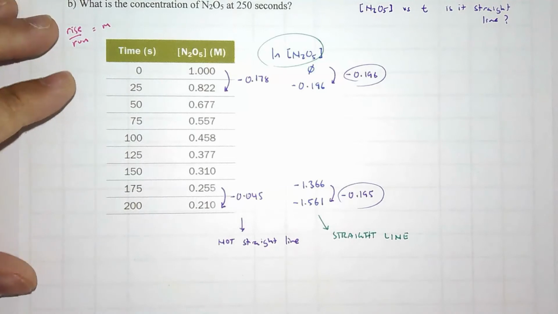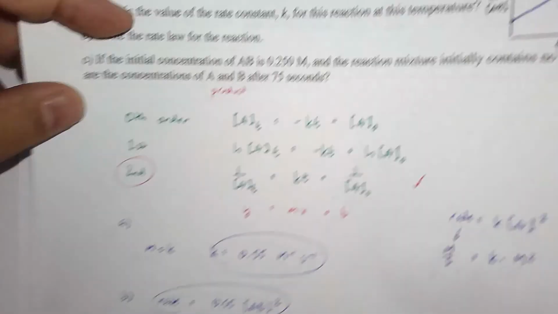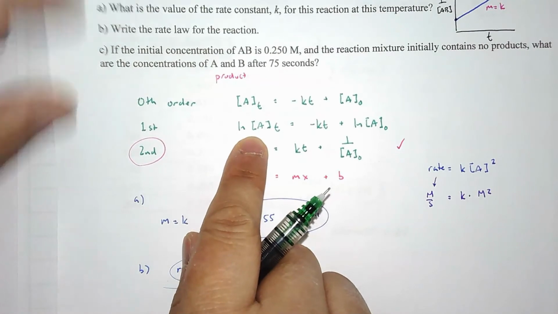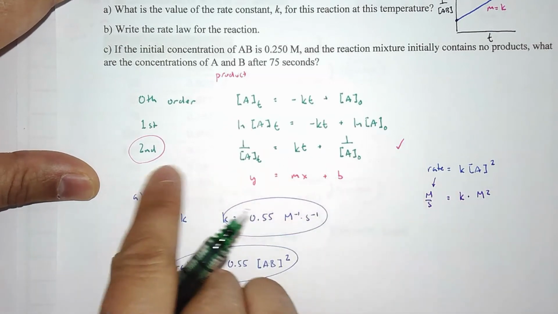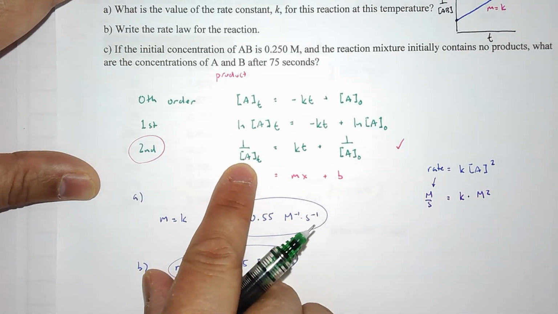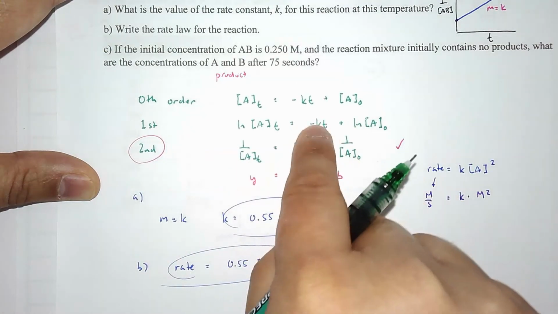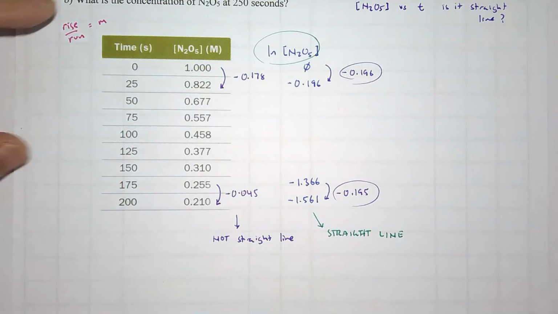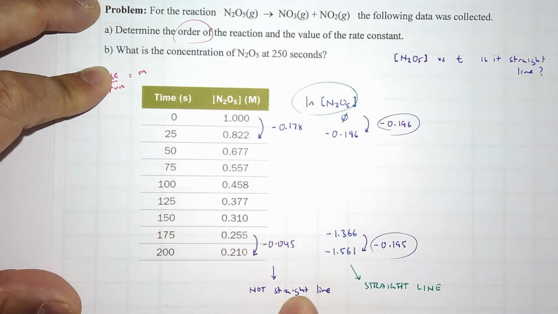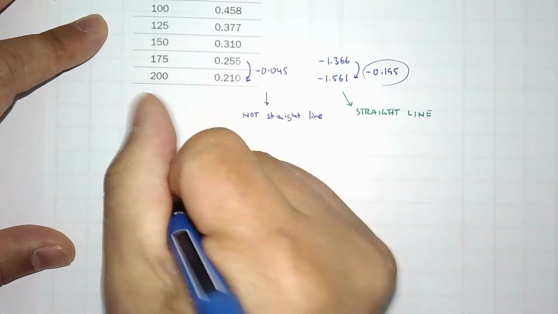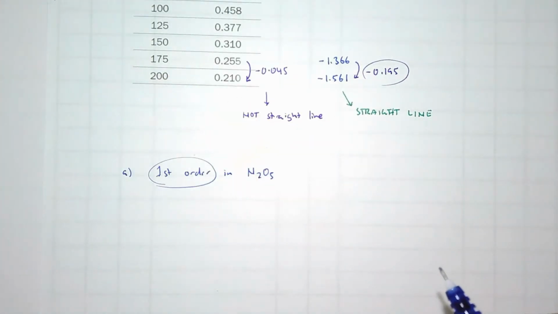Okay. Which means what? It means that since this equation gave a straight line, but the zeroth order did not, and we can assume now the second order integrated rate law will not give a straight line as well, that reaction is first order. That is your conclusion. Do we answer the question? Determine the order. Okay, so for part A, it is first order in N2O5. That's my first conclusion. What is the value of the rate constant?